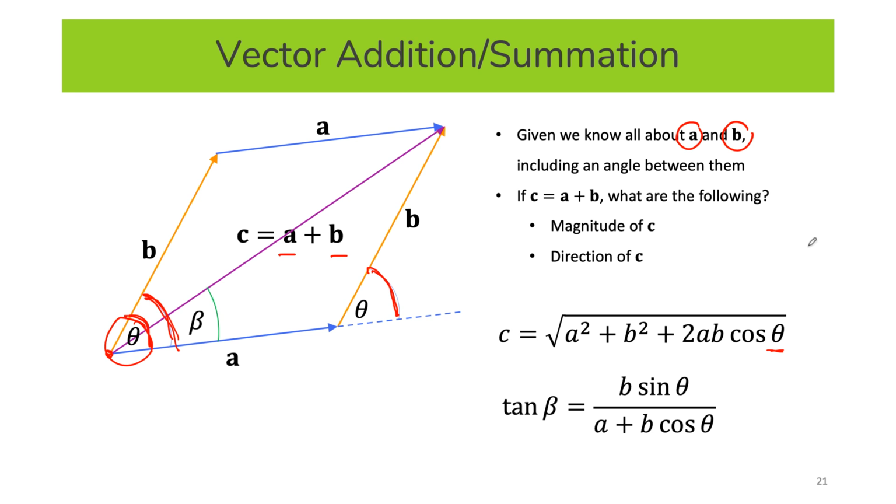The direction of the vector C can be calculated in terms of an angle with respect to vector A. Let's call it beta. And using trigonometry, we find that the tangent of beta is equal to b sine theta over a plus b cosine theta.